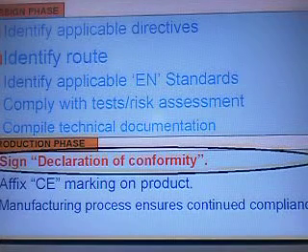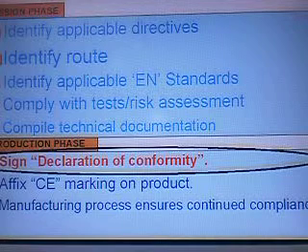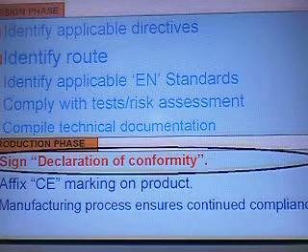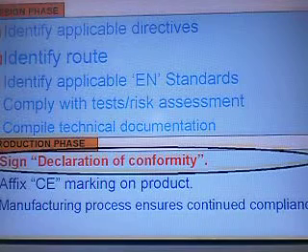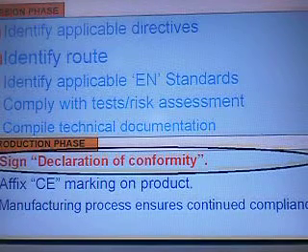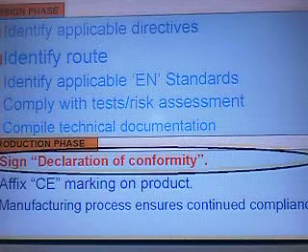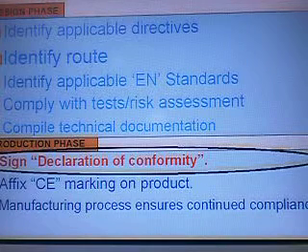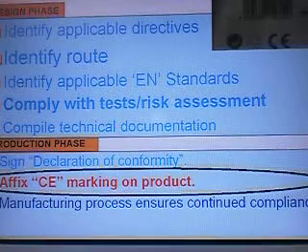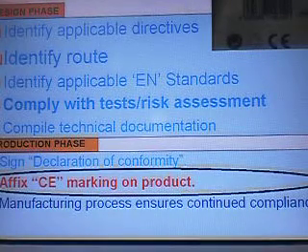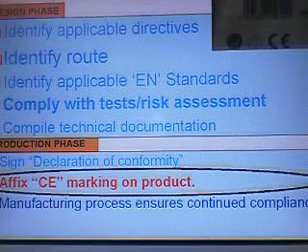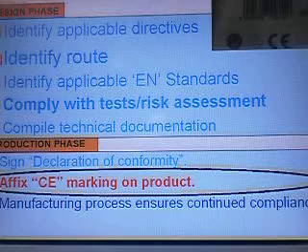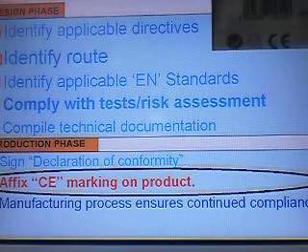The DOC has to be included in the documentation, and the documentation plus the DOC, that is the declaration of conformity, has to be kept inside the European Union for a period of 10 years after the last placement of the product in the market. After that, the manufacturer affixes the CE marking on the product or on the data plate of the product. The marking size and shape has to be exactly as specified by the directive.